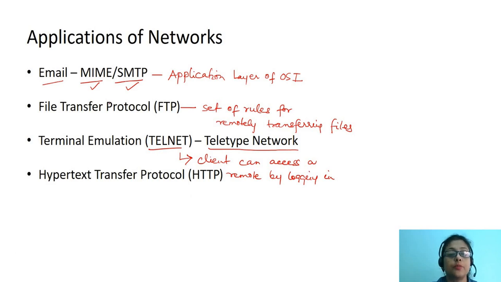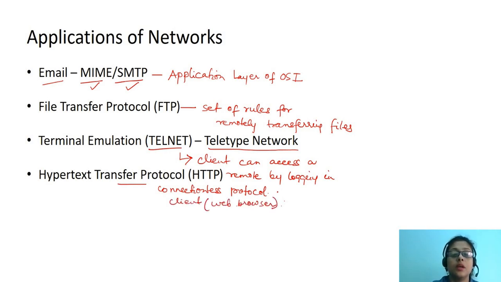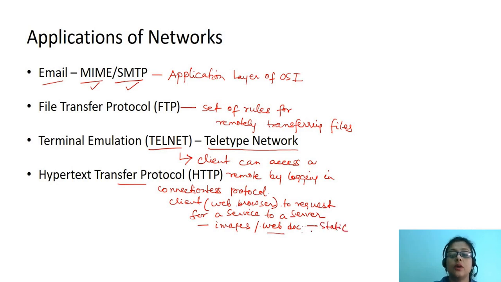Next, we have hypertext transfer protocol. This hypertext transfer protocol is a text-based connectionless protocol, which is normally used by any client, which is called a web browser, to request a service from a server. This can be in the form of requesting images or various web documents. Now, these web documents can be static in nature or it can be active or dynamic. After a connection is established and the client receives the service from the server, a new service request can be made by the client.